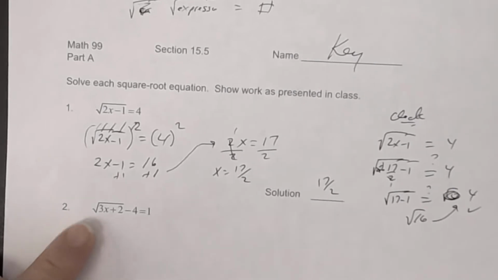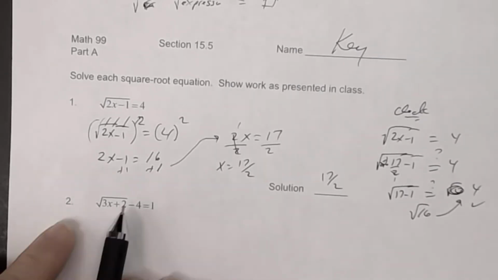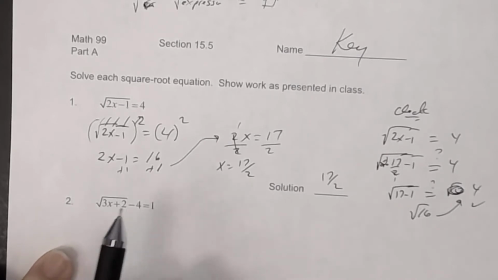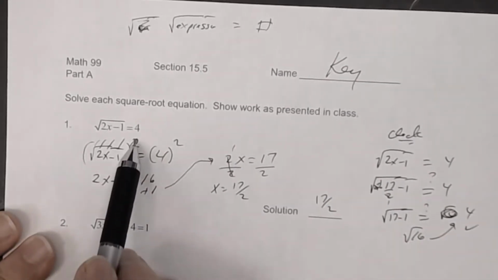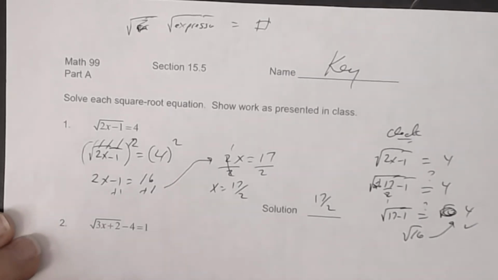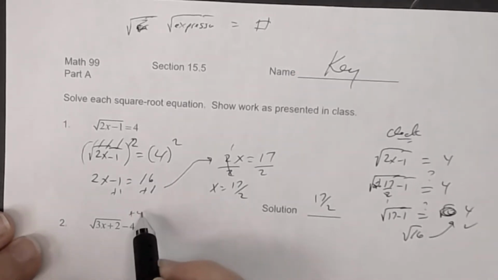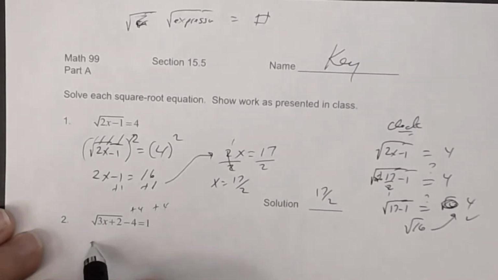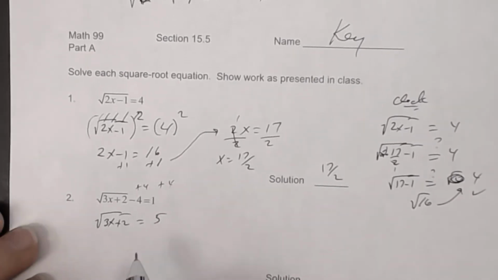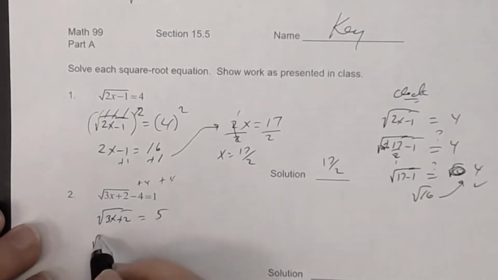Okay, now what about number 2? Number 2, if you notice, is the square root by itself? No, the square root's not by itself. So before you square both sides, the square root has to be by itself. So I've got to add 4 to both sides. Then I get the square root of 3x plus 2 is equal to 5. Now I'm going to square both sides.